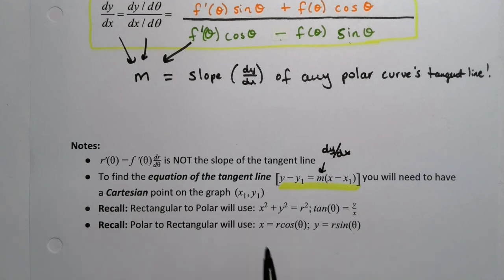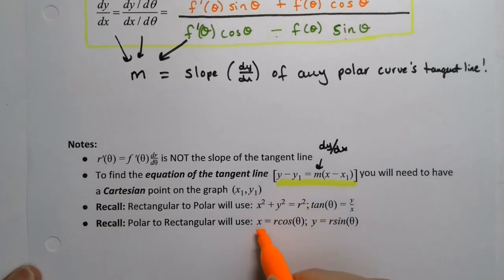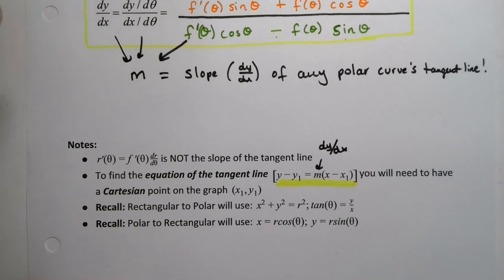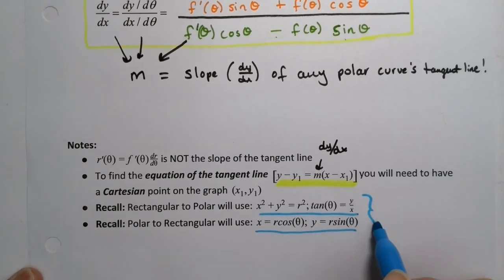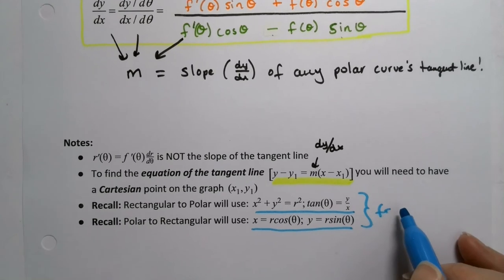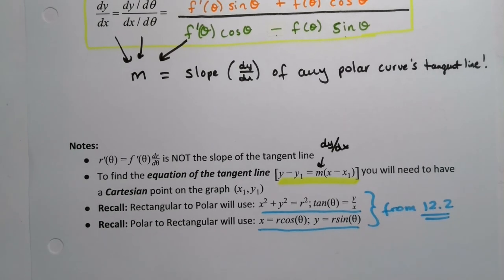In that case, remember, x squared plus y squared equals r squared, tangent of theta is equal to y over x, x is equal to r cosine theta, and y is equal to r sine theta. These are things that we've just learned and know and love from 12.2. Never forget, because they will matter a lot. Also, if you're going on to Calc 3, this stuff will come up a lot in Calc 3. It will happen when you get to the cylindrical and spherical coordinate systems.